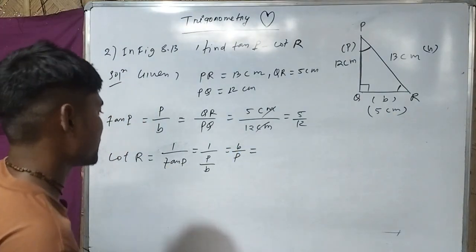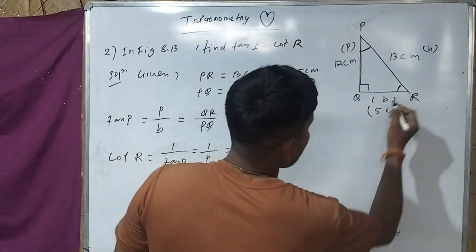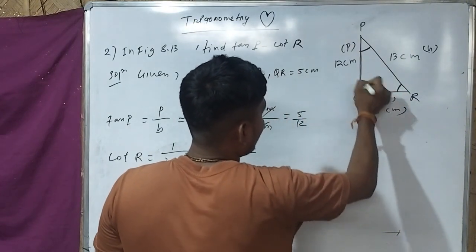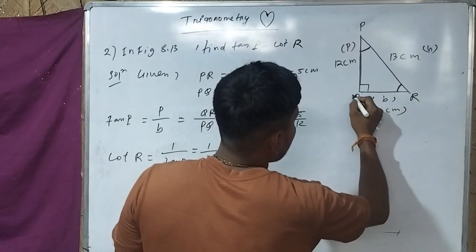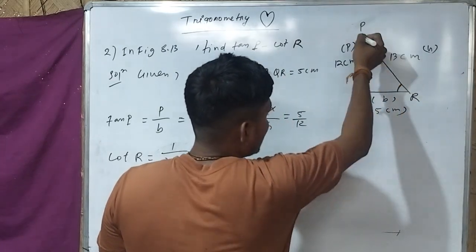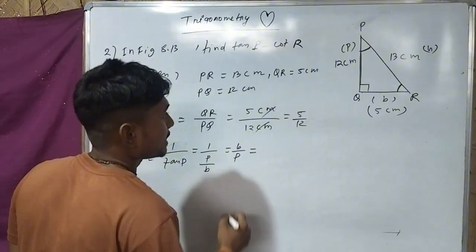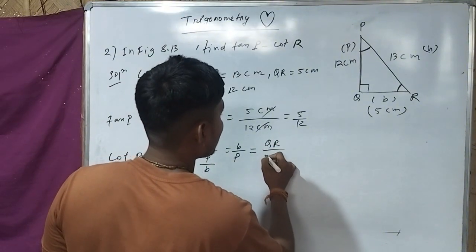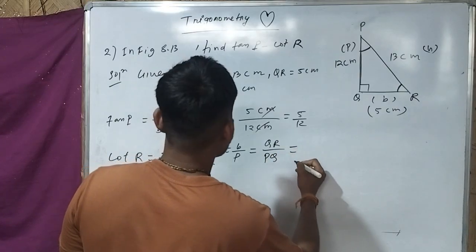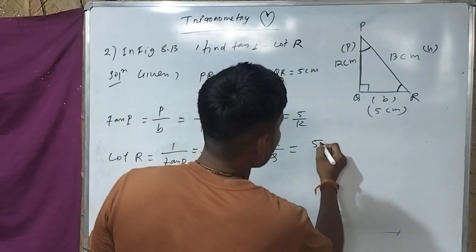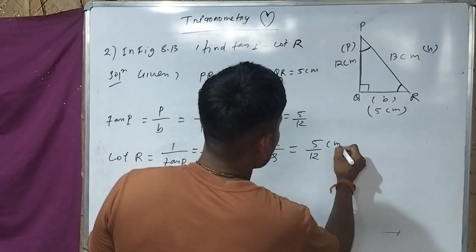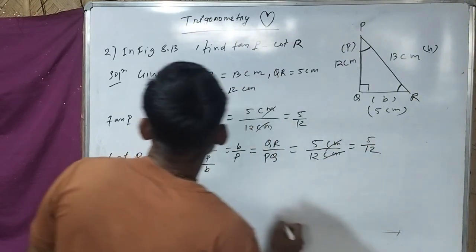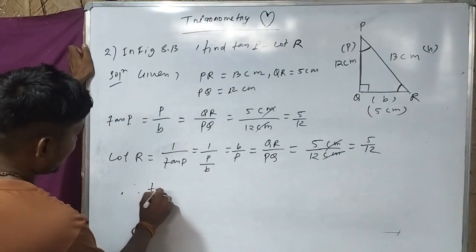Now which will be your base? Okay. So if this is angle R, see nicely and carefully. The side opposite to angle R will be the perpendicular, the side adjacent to angle R will be the base, and this is your hypotenuse. So base is QR and perpendicular is PQ. So QR by PQ means 5 by 12 centimeter by centimeter, centimeter cancels, you will get 5 by 12.